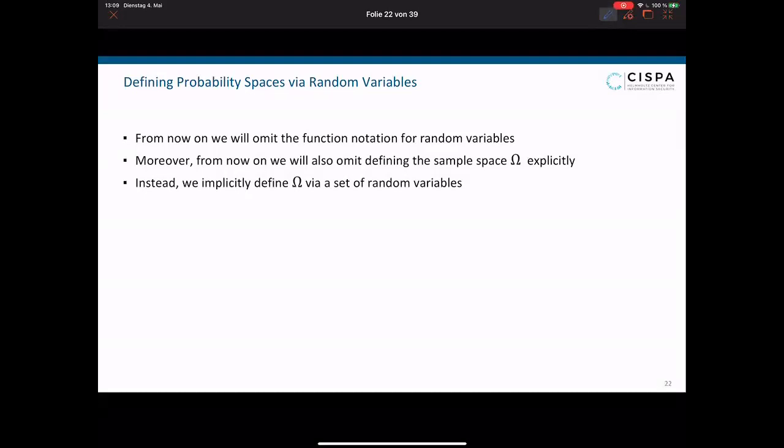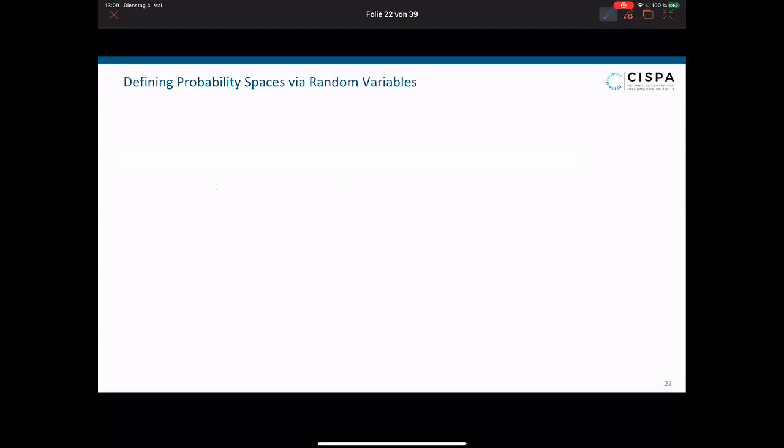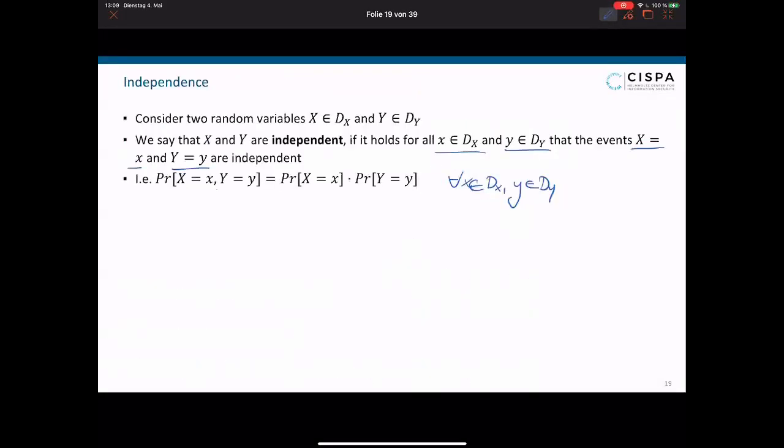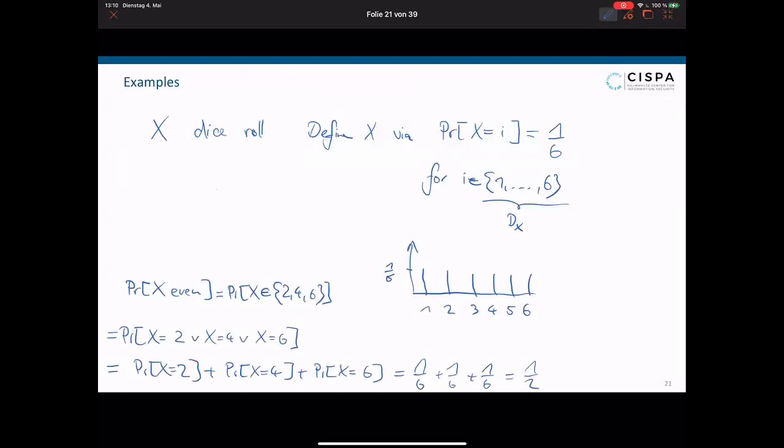Someone is asking, what does this question you just explained ask? Which question? Did I explain a question? Last slide. Last slide? No, here there was just an example. Which question?